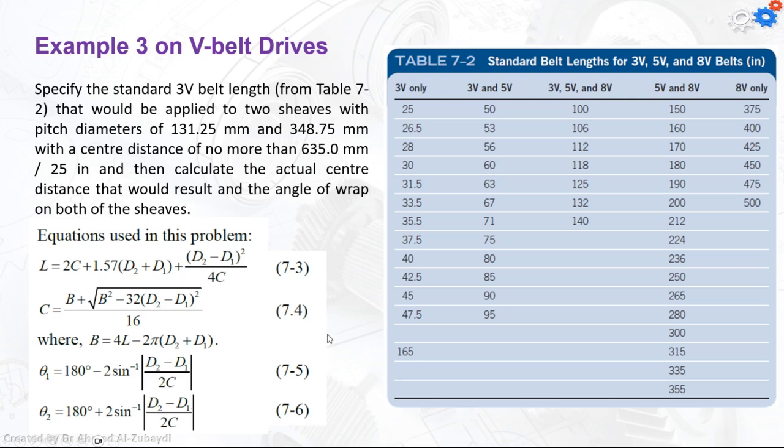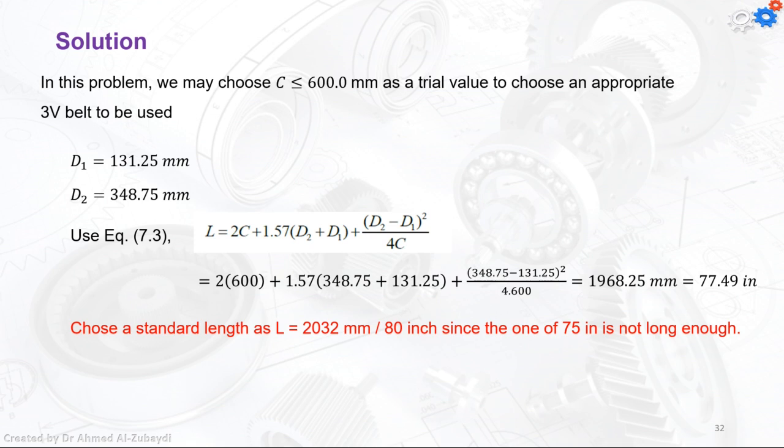So let's see the steps of the solution. Actually, I'll just put it in one go. In this problem, we may choose the C value to be less than 600 millimeters as a trial value to choose the appropriate 3V belt to be used. D1 is given, D2 is given. Use equation 7.3. I will find that the length for the 600 millimeter C is going to be equal to 1,968.25 millimeters, or 77.49 inches.